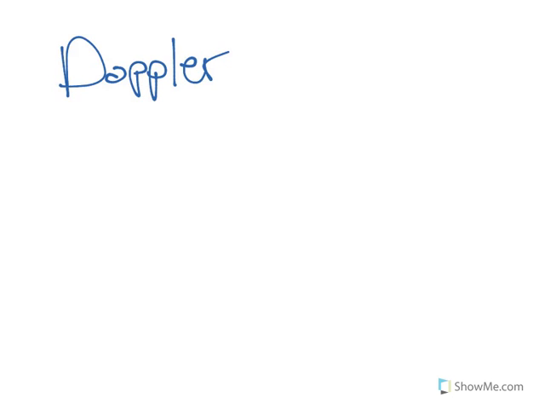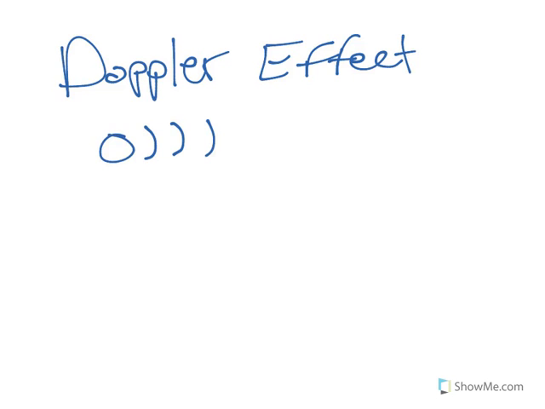emitted by a moving object, or a wave being emitted by a moving object. So let's say under normal circumstances, this ball puts out a wave that looks like this. It's putting out sound waves that look like that. Now, what happens if that ball is thrown towards you?